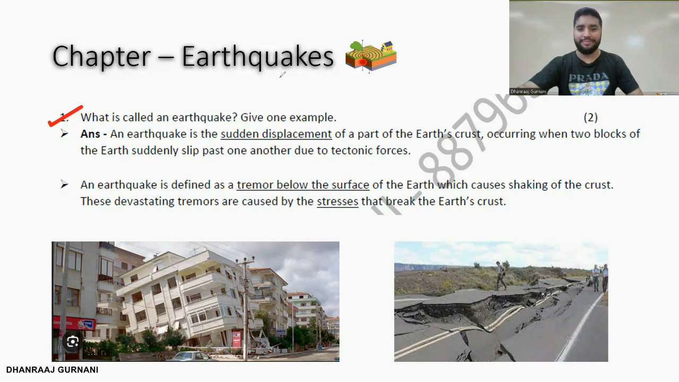Let's go through them. An earthquake is a sudden displacement of a part of the Earth's crust, occurring when two blocks of the Earth suddenly slip past one another due to tectonic forces. So these two blocks of the Earth suddenly slip past each other due to tectonic forces. This is your first meaning.